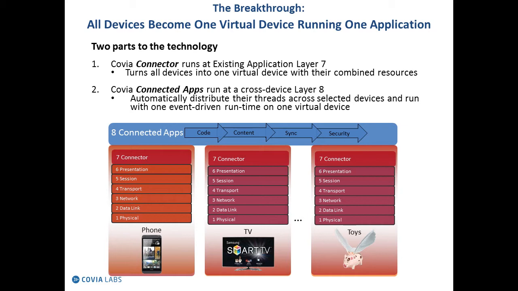First, there's the connector, which, like a Java VM, executes a common instruction set allowing the same application code to run on each device. But it goes way beyond Java. The connector exposes the unique capabilities of each device and allows our applications to securely extend their execution across selected devices. The second part of our technology is a new, smarter type of cross-device application that runs on these connectors, which we call connected applications.